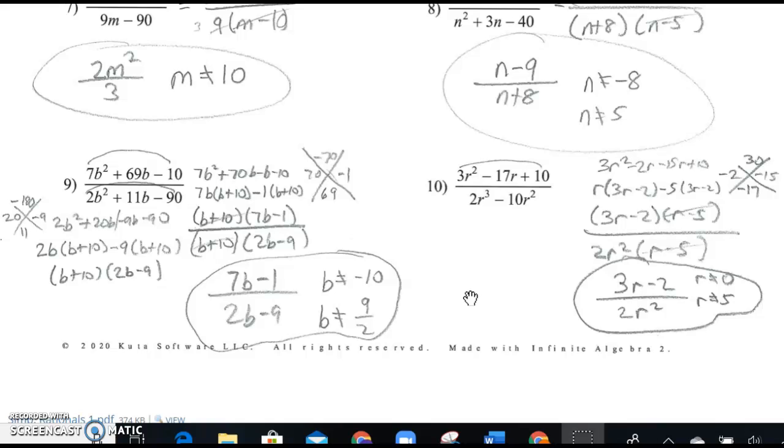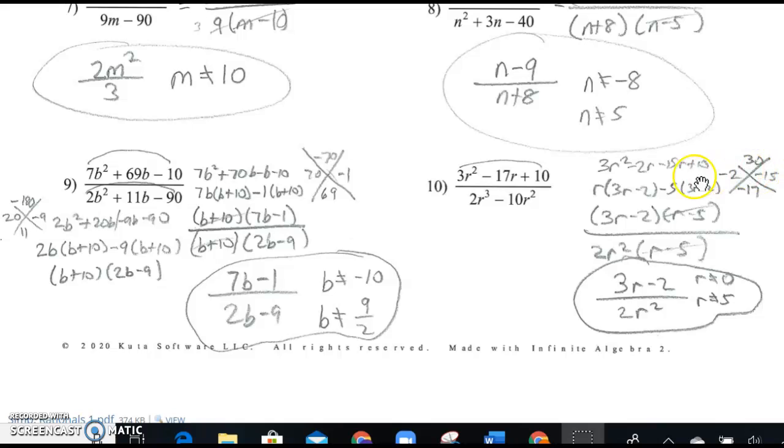All right. We have one more problem to look at, number 10. And number 10, again, requires the AC method on top and a GCF on bottom. So with the work here, you can see we did 3 times 10 is 30, and then we needed numbers that multiply to 30 and add to negative 17. Those are negative 2 and negative 15.